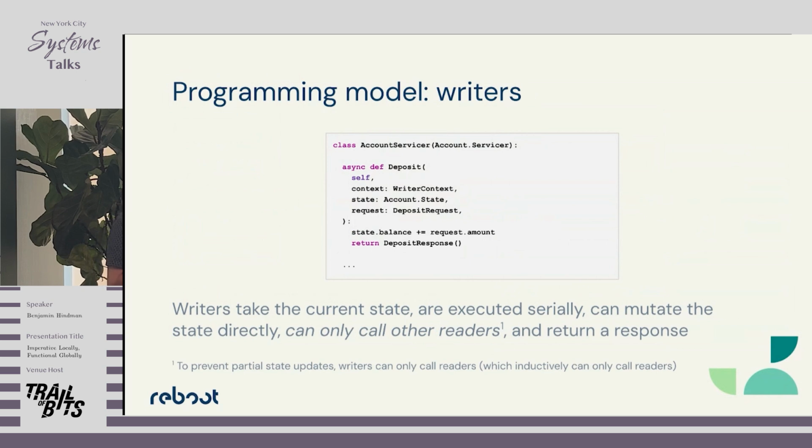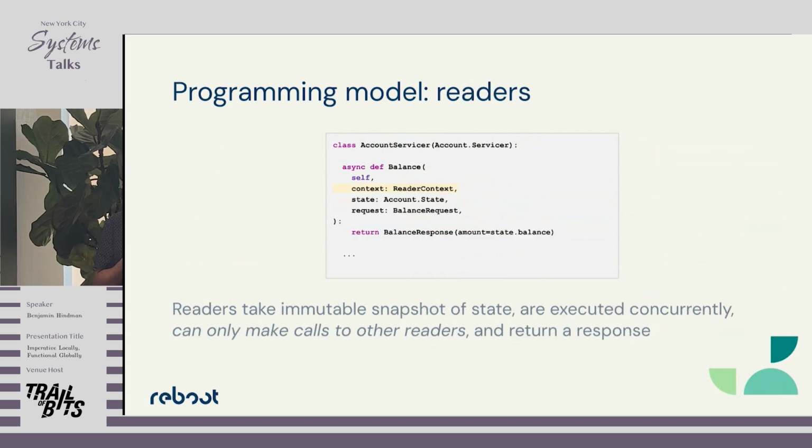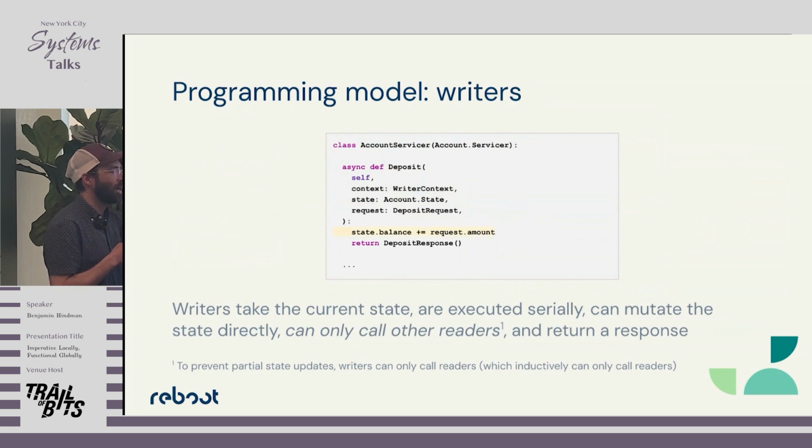Next, programming model: writers. Writers, like readers, get passed context, state, and request. But in this case, writers get the current state and are able to actually modify the state directly. Because of that, and I forgot to say this, readers can be executed concurrently because they have a snapshot of the state and they're not making any changes to it. Writers are executed serially, one at a time. They can mutate the state, and when the function returns, that state will be made durable. But they can only call other readers. Why? Because again, we want this atomic, no-partial-state property. So writers can only update their own state, but they can call readers, which we know inductively can only call readers, and therefore there will be no other state updates made throughout the system. And then they get passed a writer context.